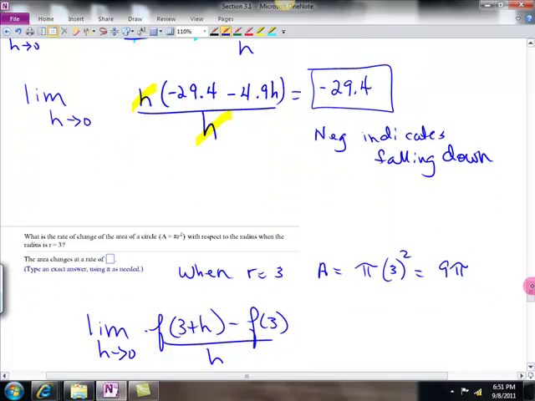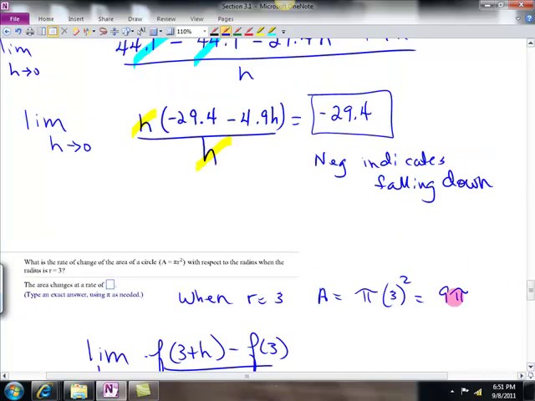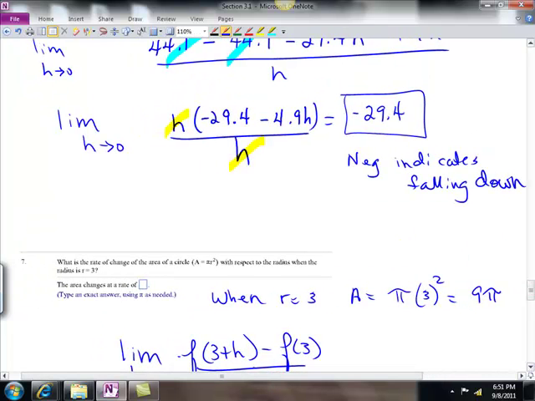All right. Now, I think this is the last one. Oh, almost. A few more. Okay, try this one. It's the same idea. We've kind of got a word problem. What's the rate of change, is that slope, of the area of a circle with respect to the radius when the radius is 3? So it's saying, how's the area changing when the radius is exactly at 3?